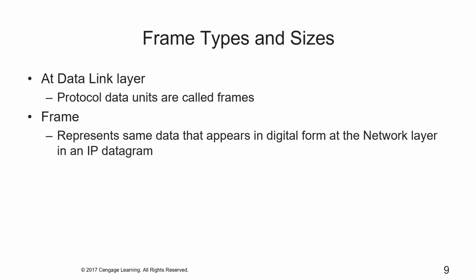At the data link layer, protocol data units, or PDUs, are called frames. A frame represents the same data that appears in digital form at the network layer in an IP datagram, in the form of whatever sequence of electrical signals mapped to that data. So the information from an IP datagram can be encapsulated in a variety of frame types. Here we're going to examine the TCP/IP communications on some types of local area networks.